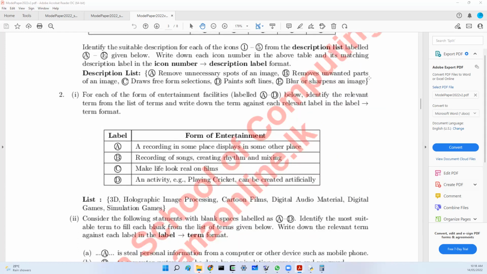Okay. Second one. A lot of entertainment facilities are labeled A to D. Yes. A. Holographic image processing. Yes, exactly. Holographic image processing, basically in the film industry. Some things you cannot recreate, let's say within a studio. So sometimes all the recording happens in the studio inside a building. Now, whenever you want to represent some physical object inside the studio, we use the holographic image processing technique.